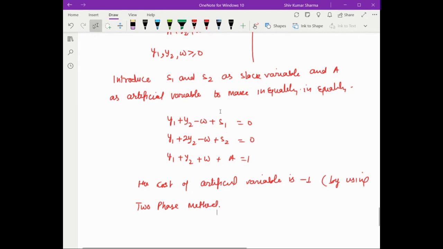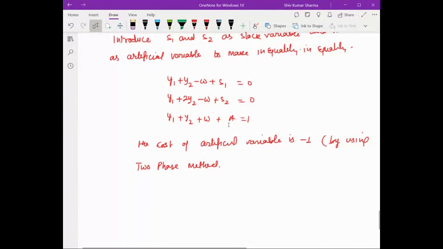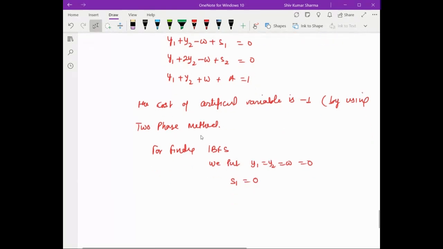So you know that when we apply the two-phase method, the other variable costs we take as 0. We take only the artificial variable cost. So for finding the IBFS, initial basic feasible solution, we put y1 equal to y2 equal to omega equal to 0. So S1 equal to 0, S2 equal to 0, A equal to 1. So these are the IBFS, that means the value of B.